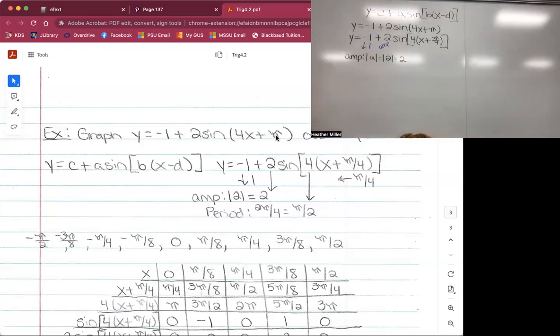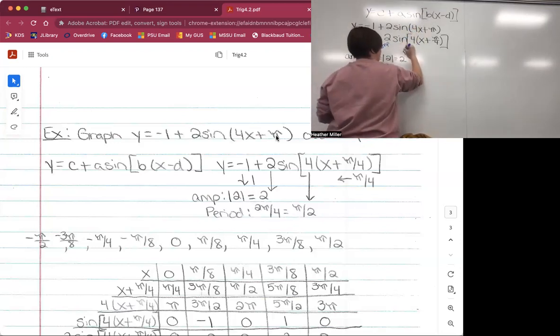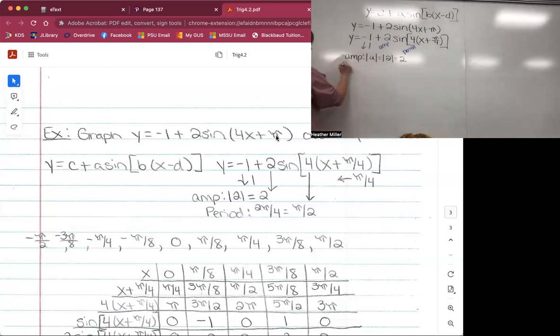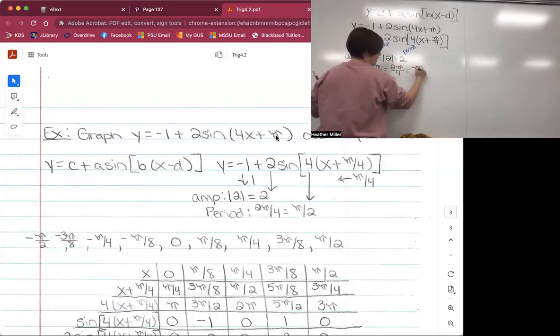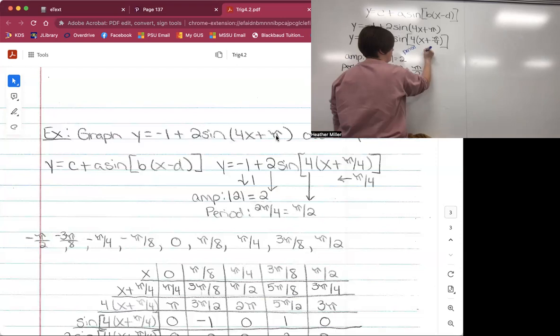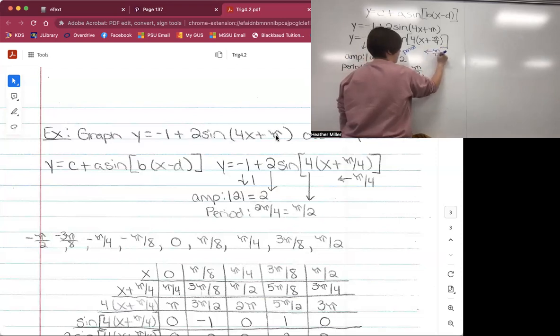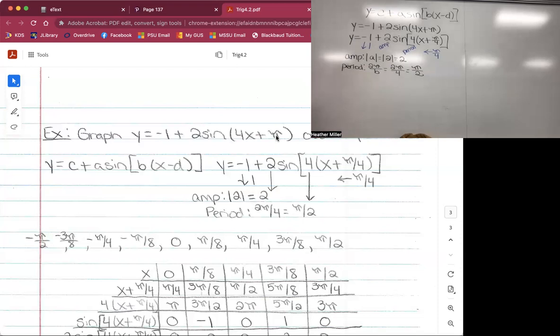Amplitude is a vertical stretching or shrinking. This 4 inside of here, that's connected to my B. That affects my period. Remember, period is 2 pi over B. So in this case, it would be 2 pi over 4, which is pi over 2. The last number is this pi over 4, and it's positive. This is a horizontal shift where we are moving to the left pi over 4 units.